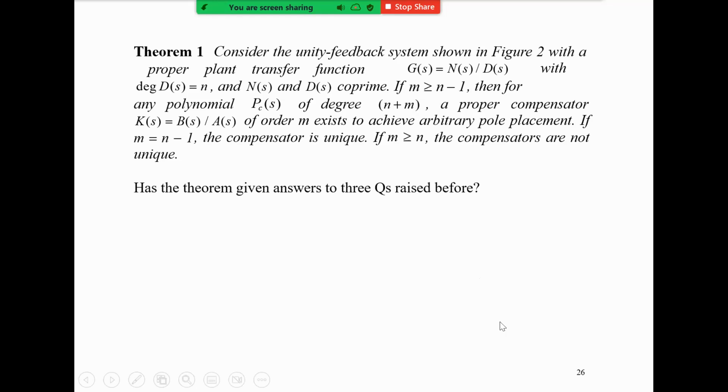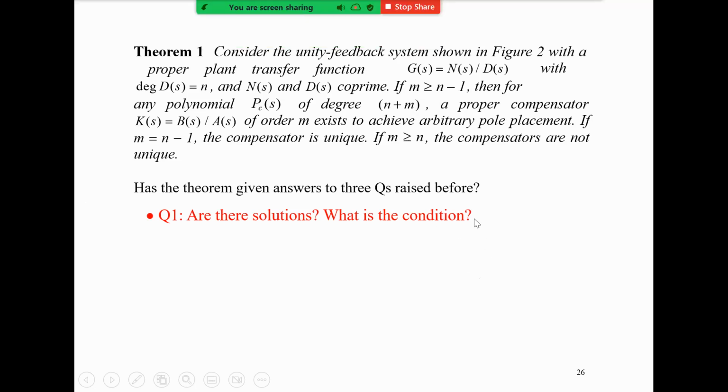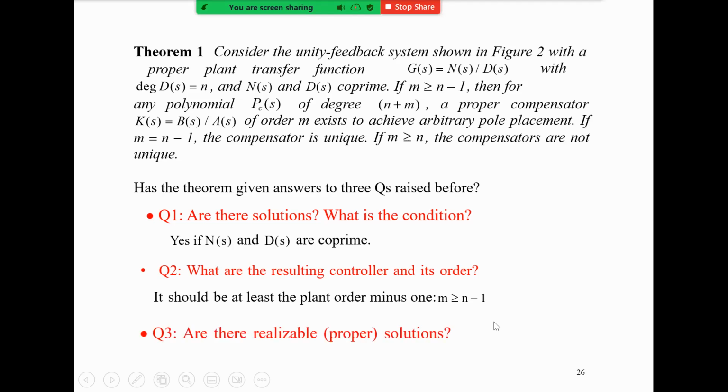Has this theorem answered all those three questions? Question one: are there solutions? What is the condition? N and D have no common factor, they have to be coprime. What are the resulting controller and its order? What's the order of the controller? It should be n minus 1 at least. Are there realizable solutions? Yes, the solution will be proper.